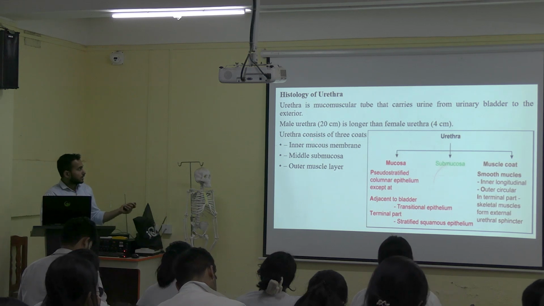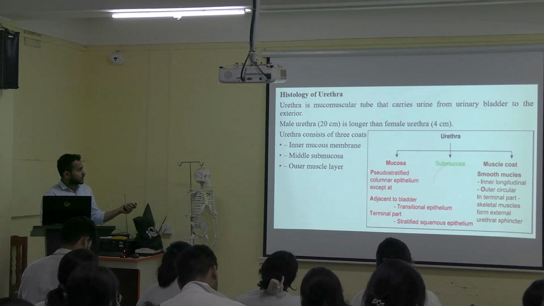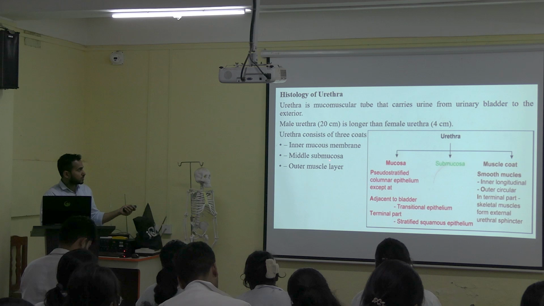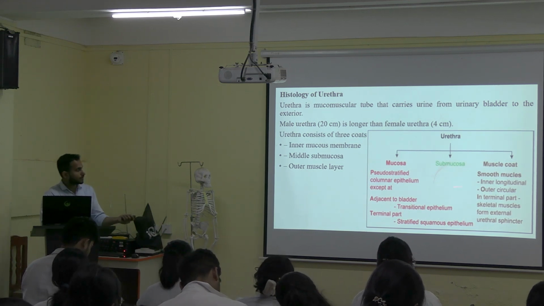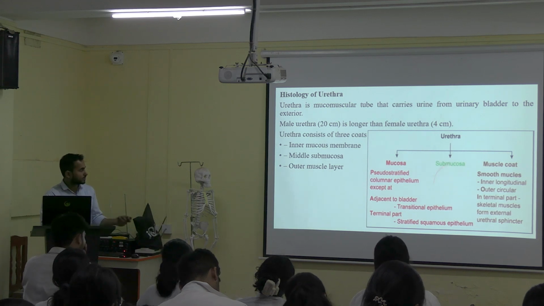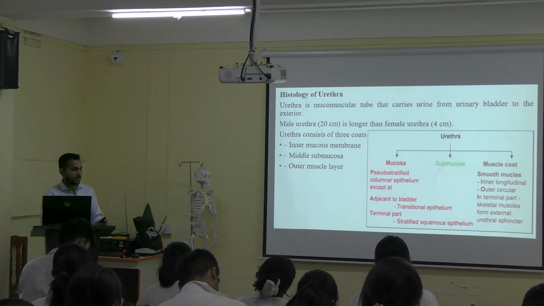Okay, you can see the layers. So inner mucous membrane, middle submucosa is there, which is made up of loose connective tissue. जो submucosa होता है, इसमें क्या रहता है? Loose connective tissue रहता है, and outer muscle layer.